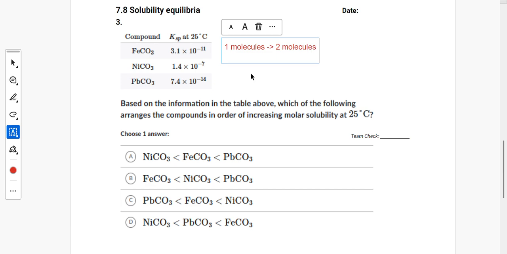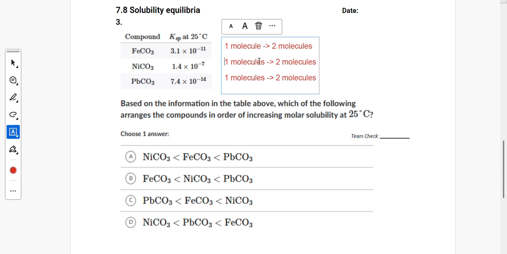And then what's wild, and actually kind of convenient for us, is these are going to break down and do the same thing over and over. We have nickel carbonate: 1 molecule breaks down into 2 molecules. Just to be extra clear, it's 1 molecule breaking down into 2 molecules. Because it's 1 that breaks down into 2, we can just compare their KSPs and then answer the question.